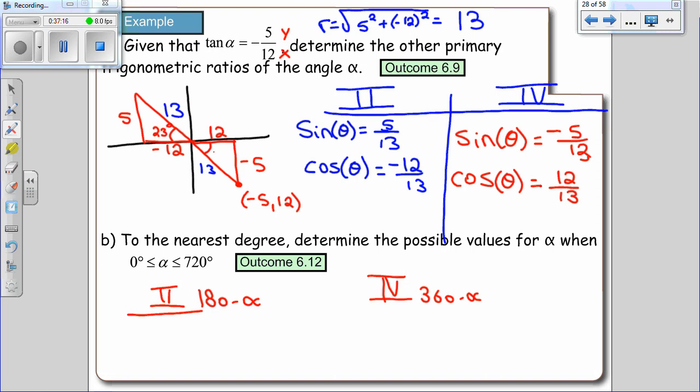That means my standard position angle for quadrant 2 would have been 180 minus 23. It would have been 157 degrees. My standard position angle for quadrant 4 would have been 360 minus 23, which would be 337.